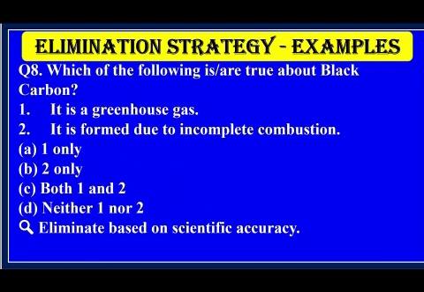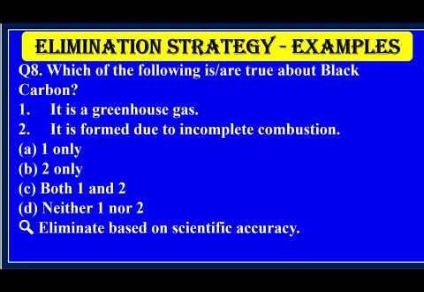Q8. Which of the following is or are true about black carbon? 1. It is a greenhouse gas. 2. It is formed due to incomplete combustion. Option A 1 only, option B 2 only, option C both 1 and 2, option D neither 1 nor 2.